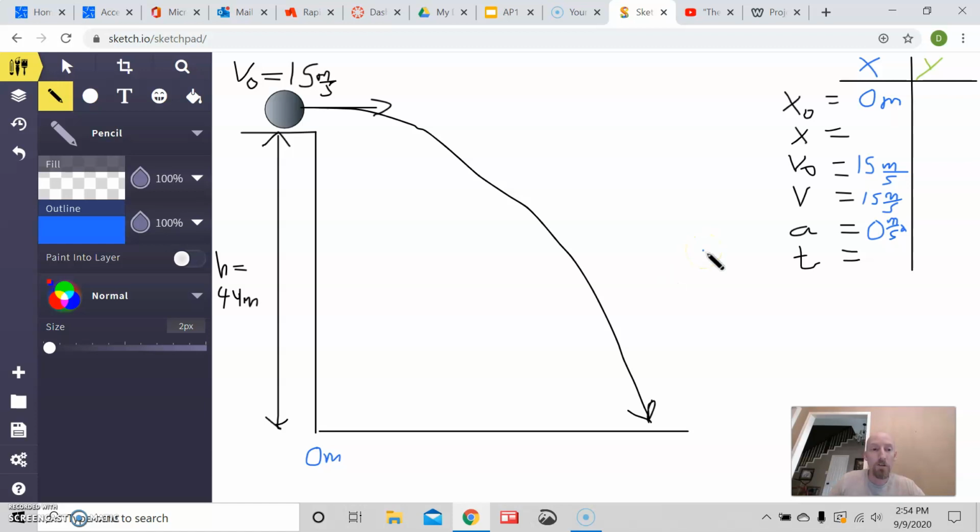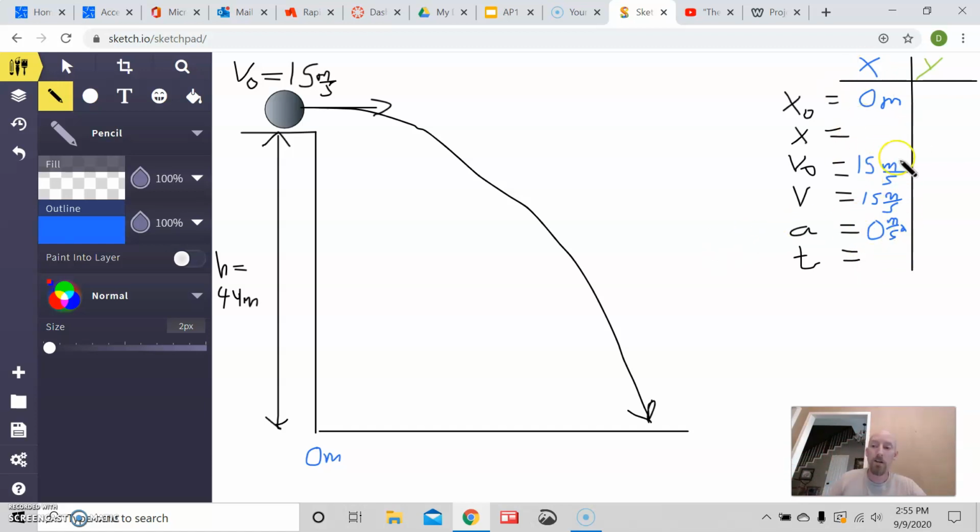If you have no friction, then everything that's going this way, your x stuff, my x speed is all going to be constant because there's nothing slowing it down going this way. There's no friction. There's no air. It's like it's traveling out in space. It's just going the same speed all the time.